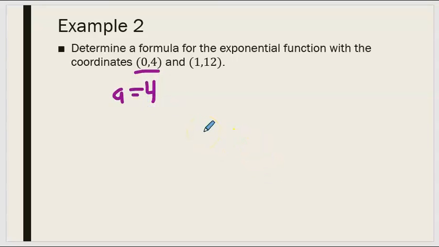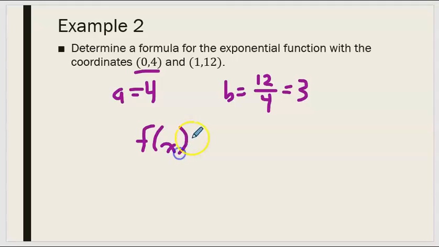Now, the b value can be a little bit trickier, but when you have x equals 0 and x equals 1, this is kind of the ideal case. We just need to figure out what did they multiply by to go from y coordinate to y coordinate. So in this case, b must equal 3, and I'm getting that from doing 12 divided by 4. I'm trying to figure out what they multiplied by, so you could also do it as dividing the other way around. So now I know that a is 4 and b is 3, which means my function would be f of x equals 4 times 3 to the x power.